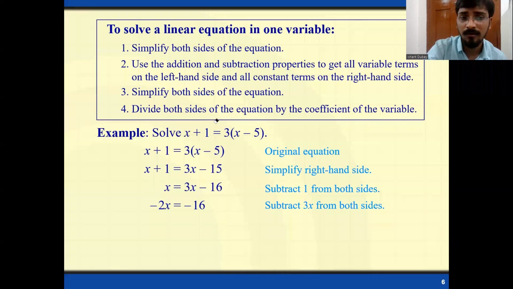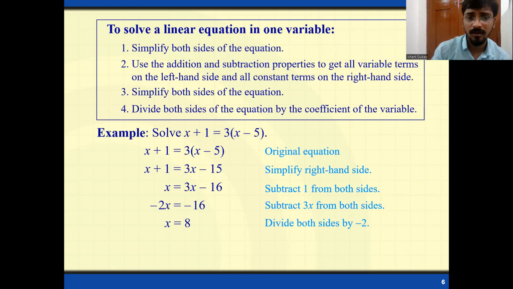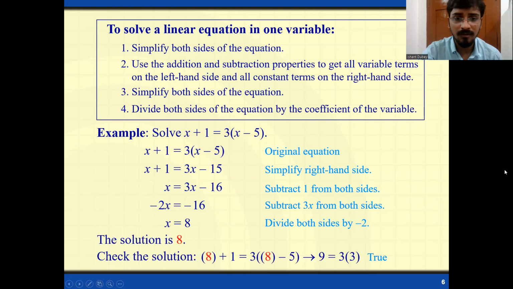So finally minus 2x equals minus 16, the minus cancels, and we are getting x equals 8. Let me correct myself. We saw earlier that we were getting x equals 3, but that is actually not 3. I made a small mistake. So x is actually 8. So the solution is 8.